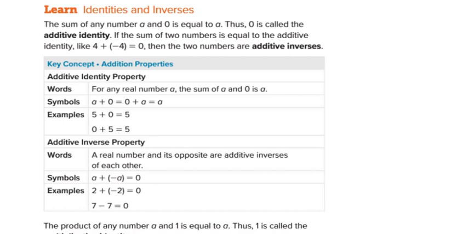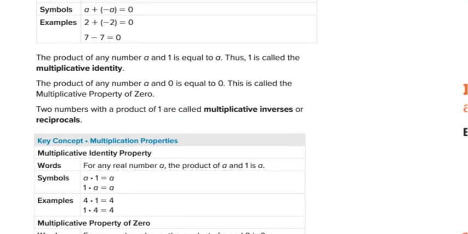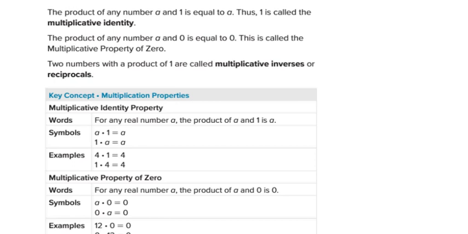So for the additive identity property, for any real number a, the sum of a and 0 is a. So if you add 0 to something, you'll get that original thing. A real number and its opposite are additive inverses of each other. So 2 and negative 2, 7 and negative 7. So those types of things that get you 0 are additive inverses.